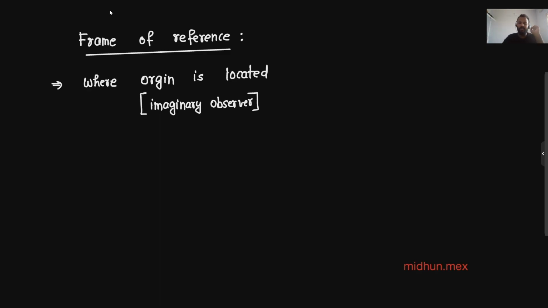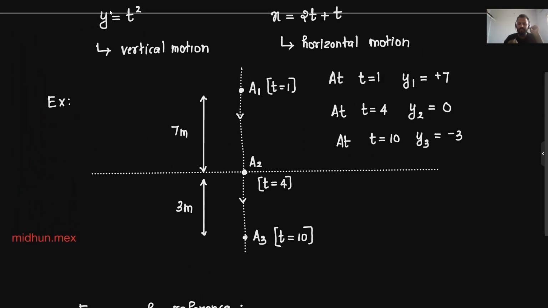For one moment, let me go back to this topic. Okay, so you are writing time equal to 1, y1 equal to 7. Who observes these things? I gave 7 meters away, 3 meters away.